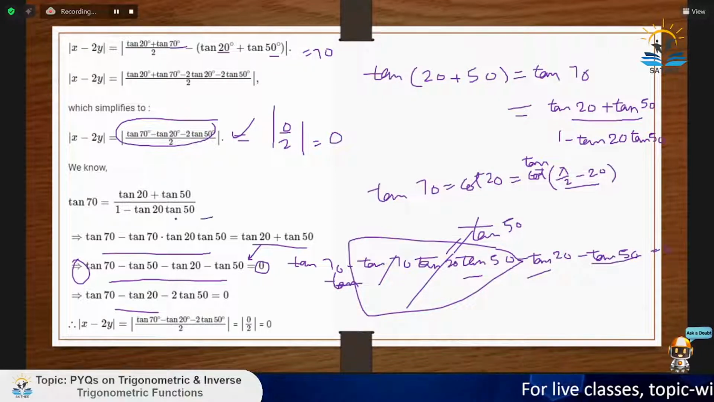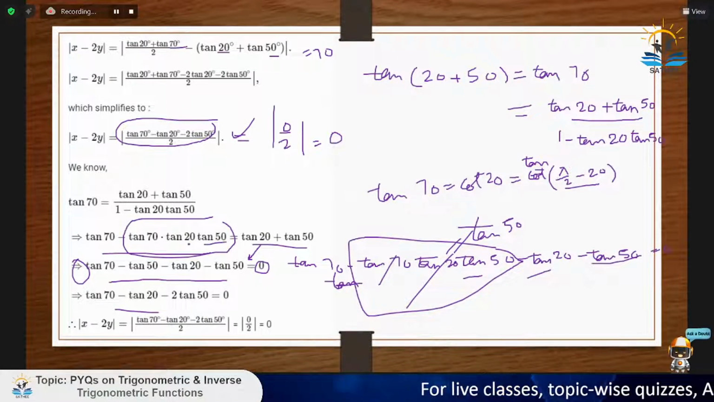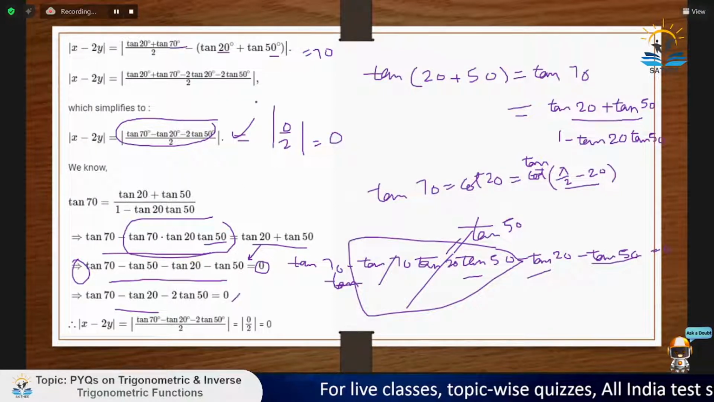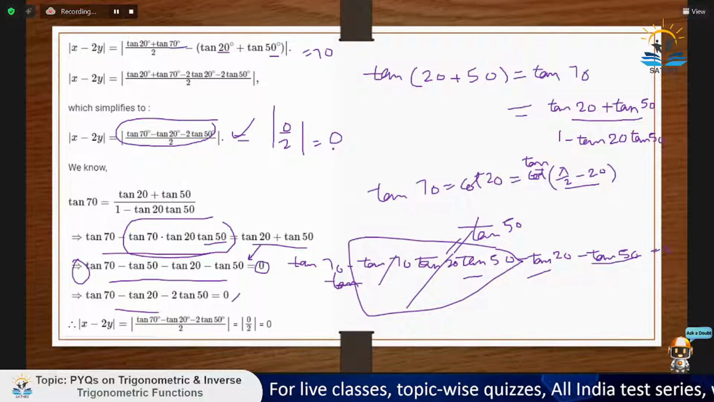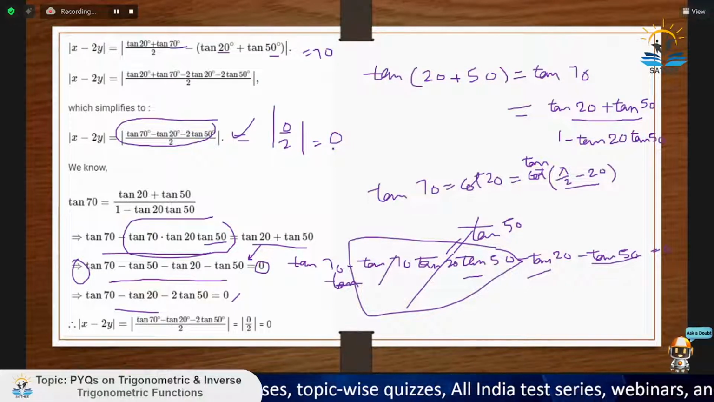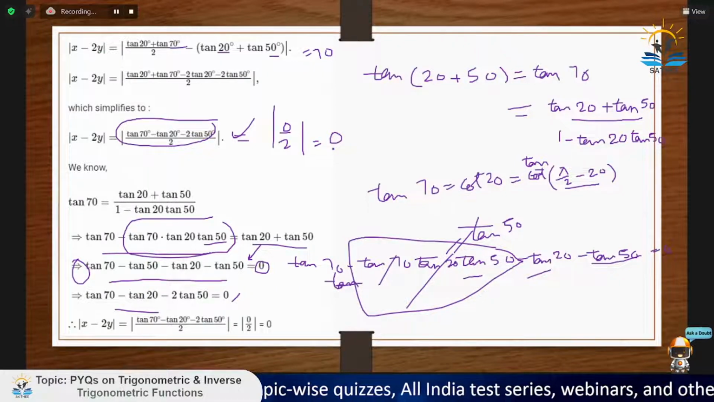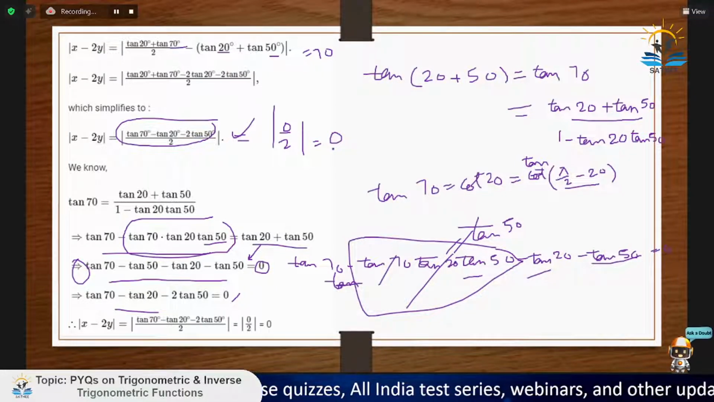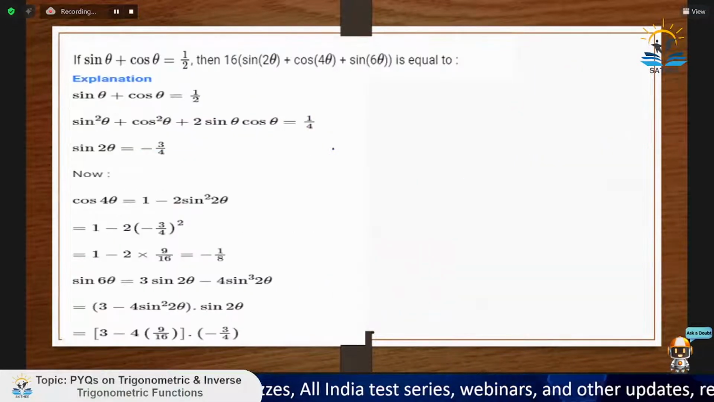Just there is a catch over here that this expression is equal to tan 50 because tan 20 into tan 70 is 1. And then this thing is coming out to be equal to 0. So your final answer is equal to 0. Okay. Now let's move on to next one.